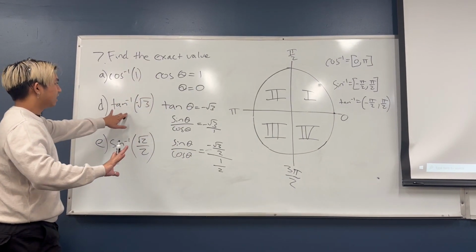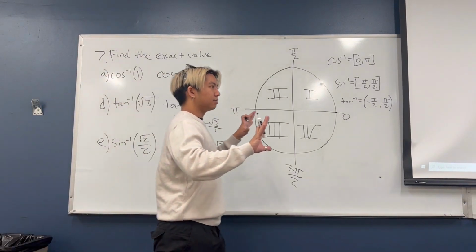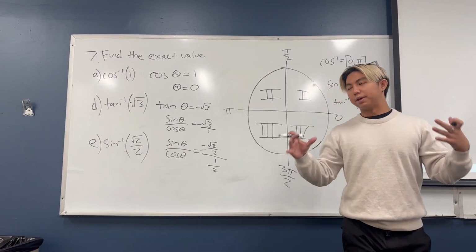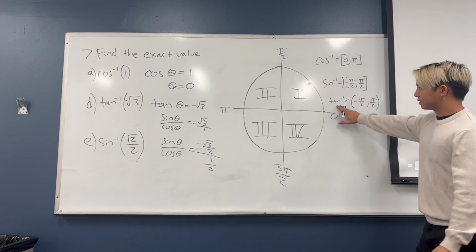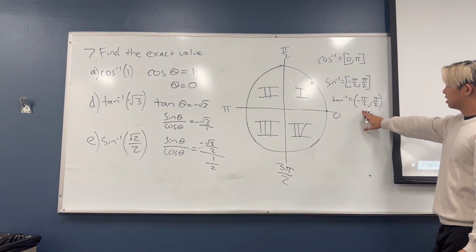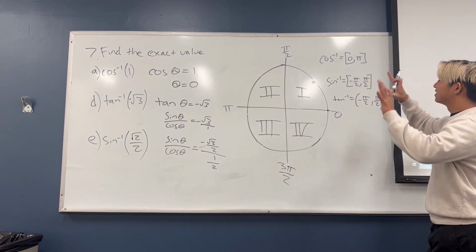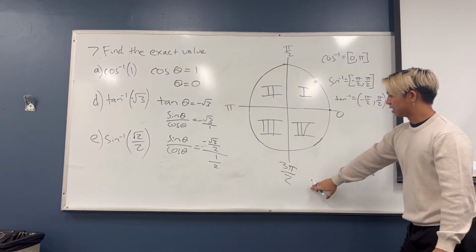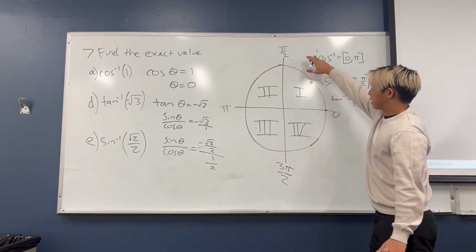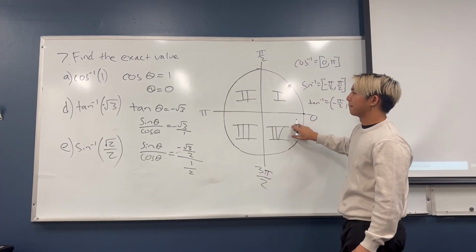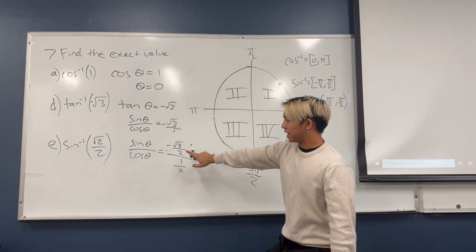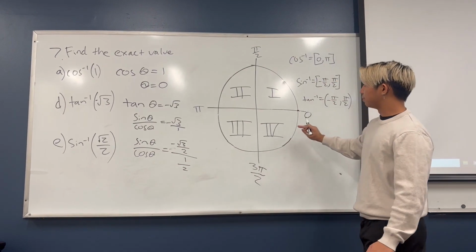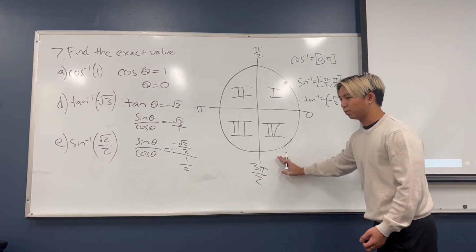I have tan inverse, and remember that every inverse has its own domain. My domain of tan inverse is negative pi over 2, comma pi over 2, so basically from negative pi over 2 to pi over 2. That's quadrants 1 and 4. And what do we have? A negative value. So it's telling us that it's in quadrant 4.